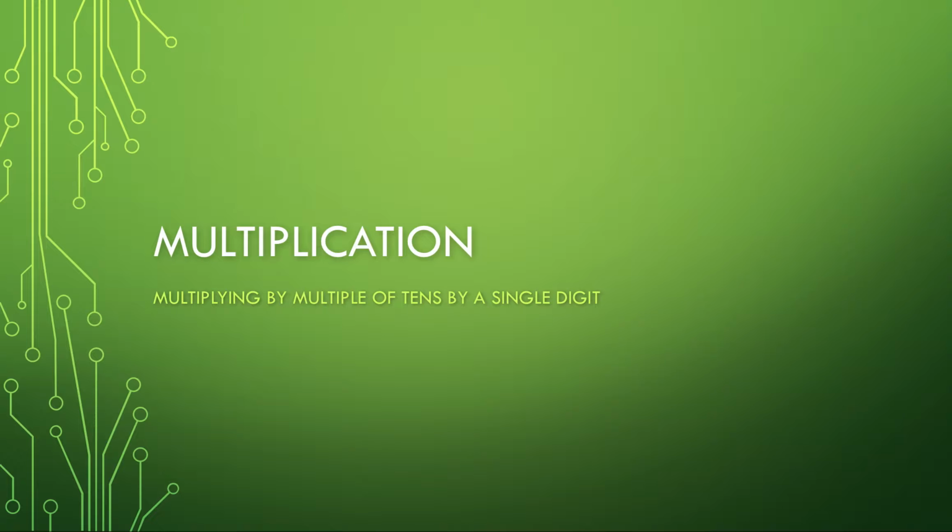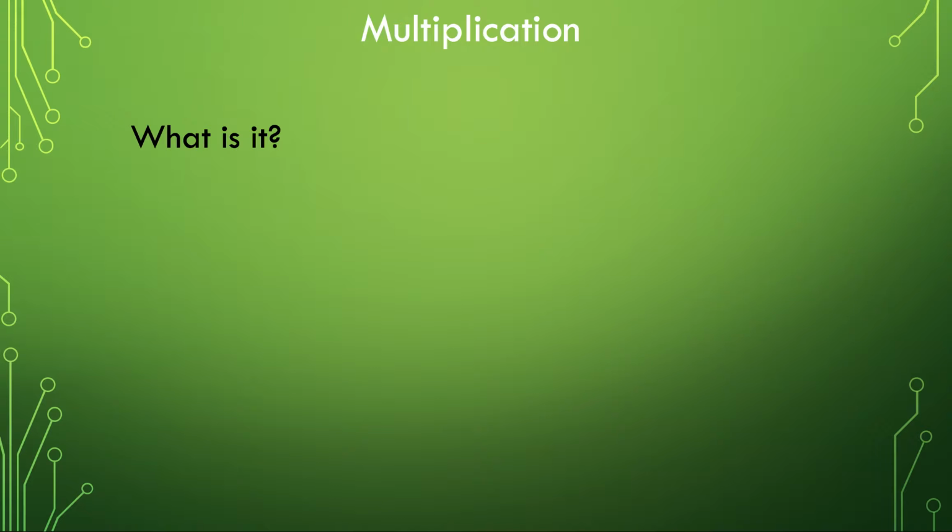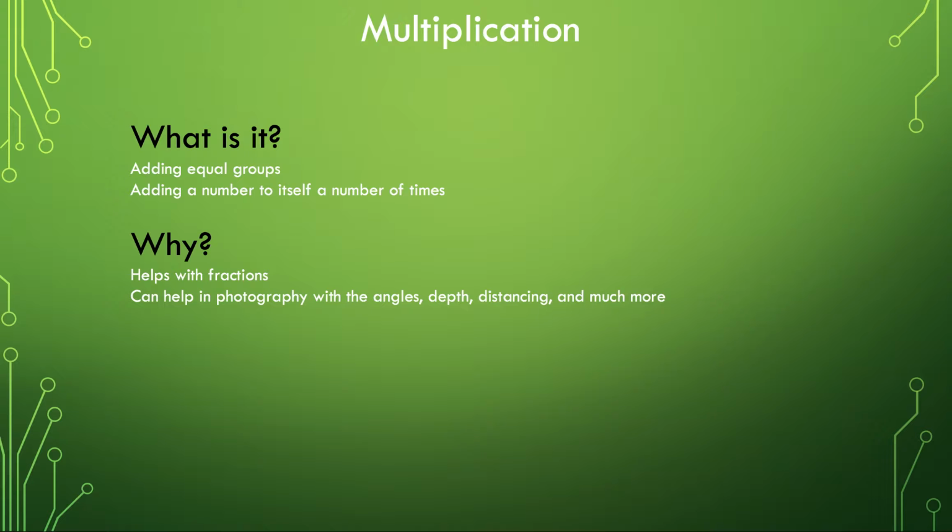Multiplication, multiplying a multiple of tens by a single digit. What is it? Adding equal groups, or adding a number to itself a number of times. Why? It helps with fractions, and can help in photography with the angles, depth, distancing, and much more in that profession.